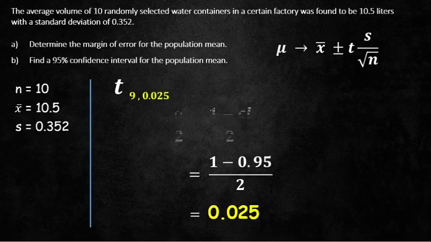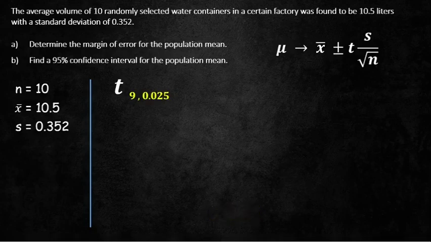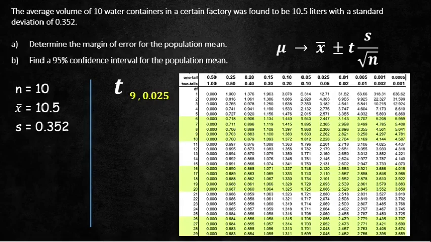And now we can determine the t-value using our t table. The degrees of freedom are located at the left side of the table. The value for our degrees of freedom is 9, which is located here. On the other hand, our alpha, which is 0.025, which is one-tailed, is located here.